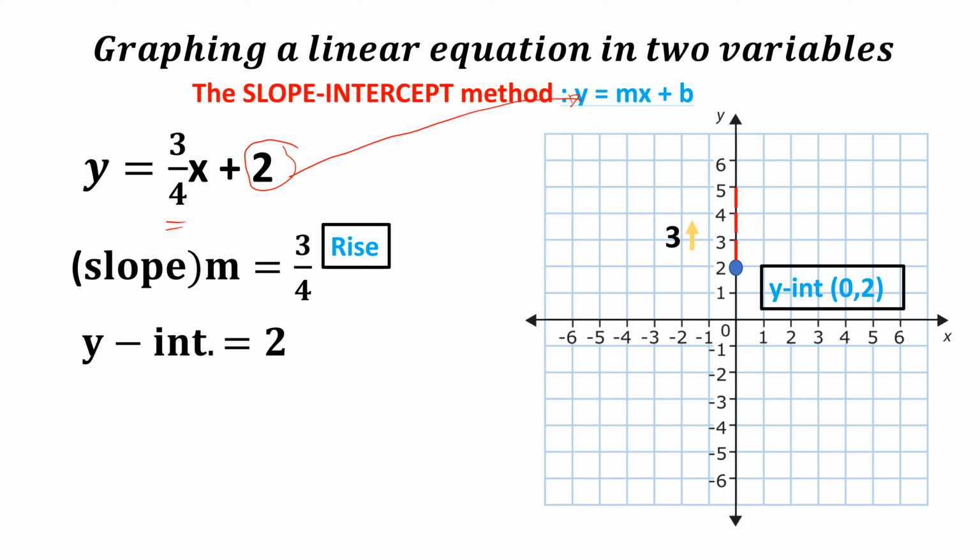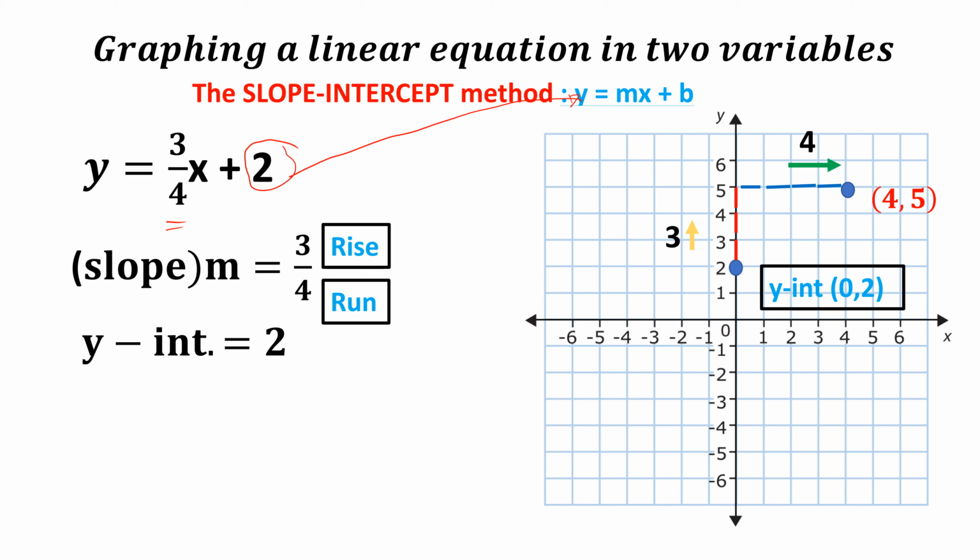To locate the next point, we consider the run in the slope. The 3/4, so the 3 is the rise and the 4 is the run. Since the 4 is positive, we need a horizontal distance of 4 units going to the right. So we have 1, 2, 3, and 4, and there is the next point. The next point is named (4, 5) as the ordered pair.